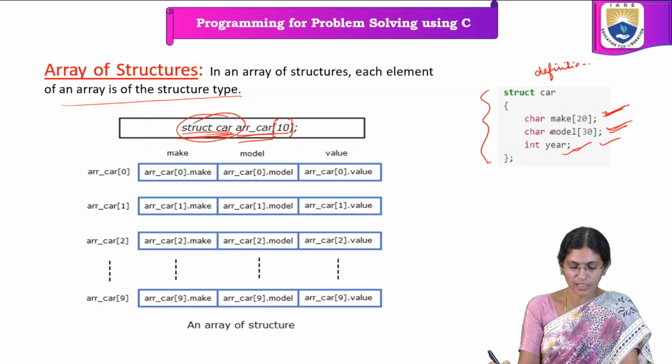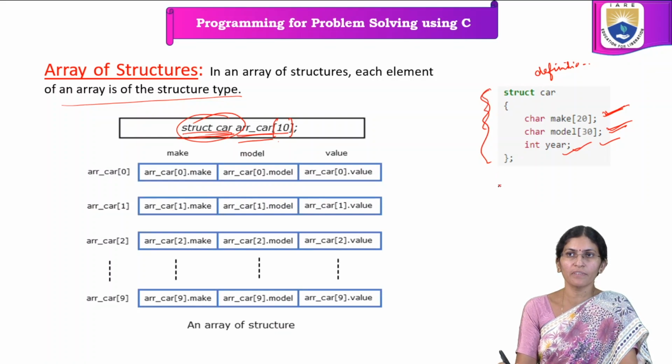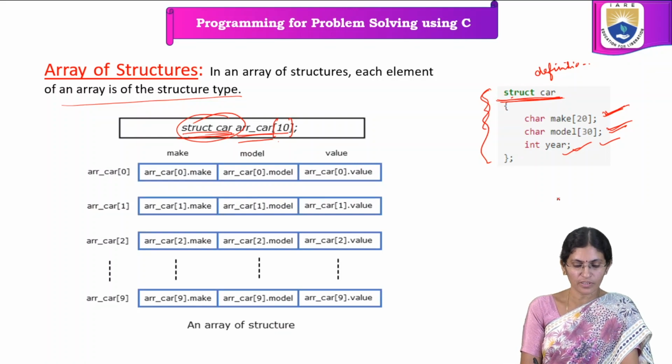In order to make use of this definition, only when we create variables of this type, that is struct car, is memory allocated for it. So we can access each element.